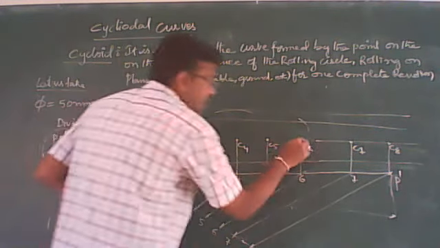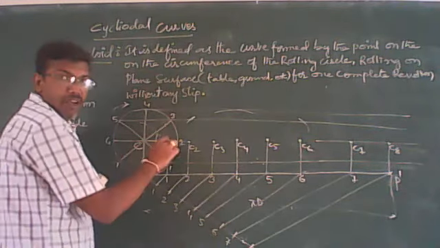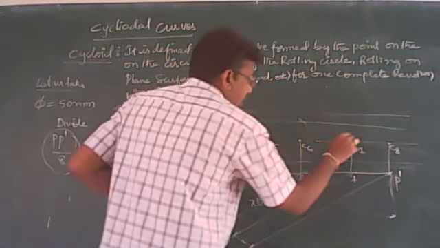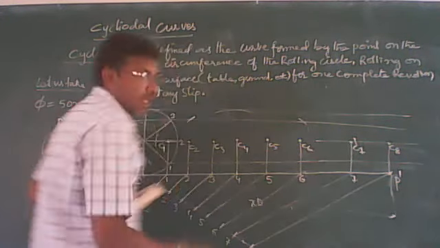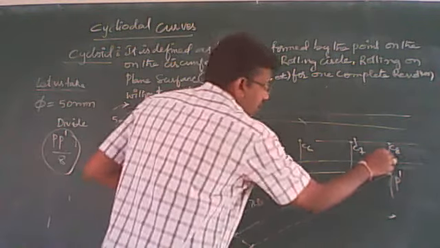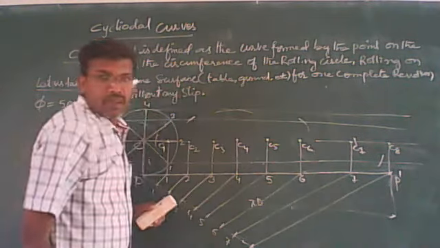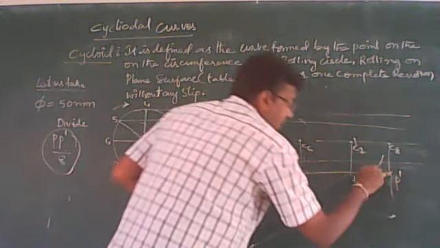Okay, C6 as a center, this is the sixth line. Once again, you make an arc. C7 as a center, another arc. Okay, C8 as a center, you will get an arc here.